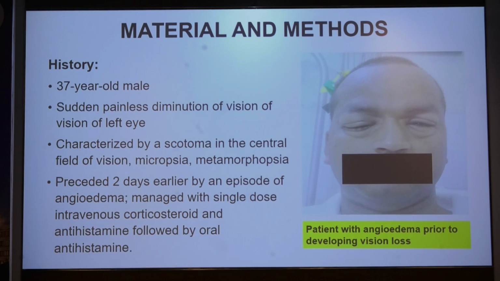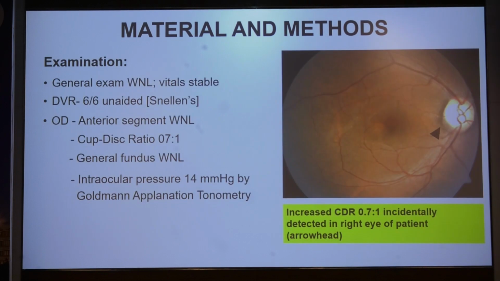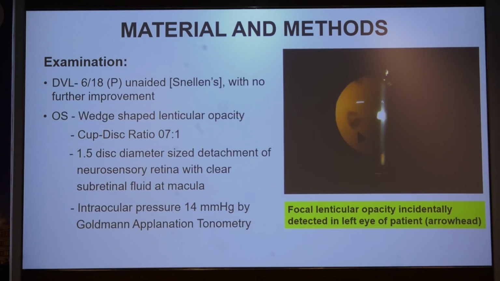A 37-year-old male was referred to us from the medicine department with a history of sudden painless diminution of vision of the left eye. He gave a history of developing angioedema 2 days prior, which was managed with a single dose of corticosteroid and antihistamine, followed by oral antihistamines for 2 days, with which he had resolution of symptoms. At presentation, the patient was stable. The right eye examination was unremarkable, except for a cup-disc ratio of 0.7:1 with a healthy neuroretinal rim. The vision in the left eye was 6/18 with no further improvement.